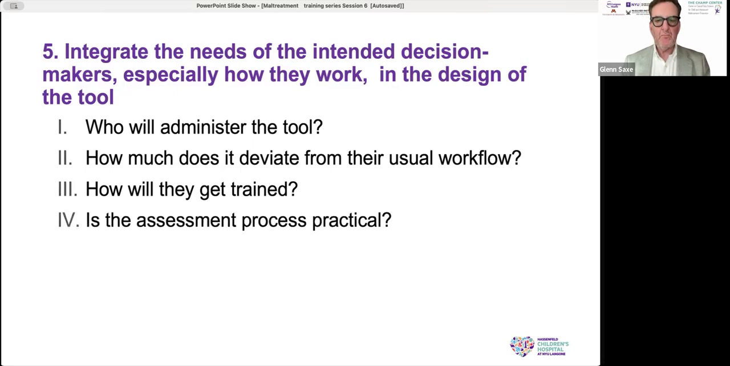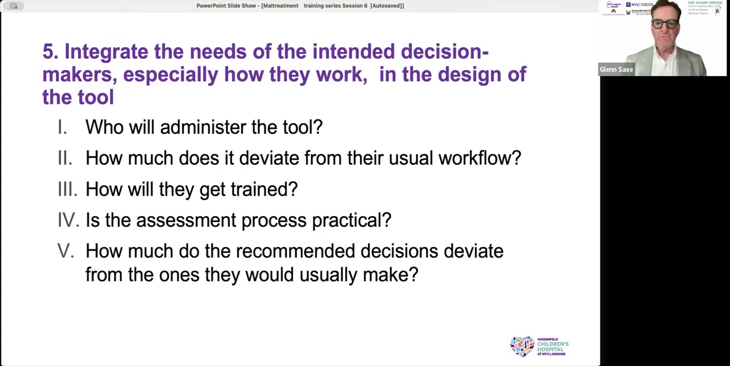Training. There's going to be an assessment package, as I've said before. Is it practical to use in the field? It's going to make recommendations on decisions. And how much does this deviate from decisions that practitioners would usually make? Because we then need to think about that carefully, about whether this is actually going to be used.